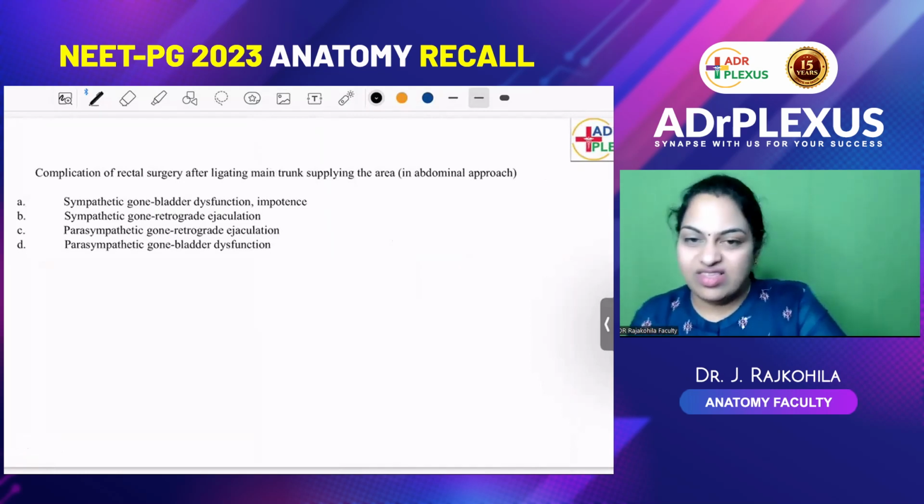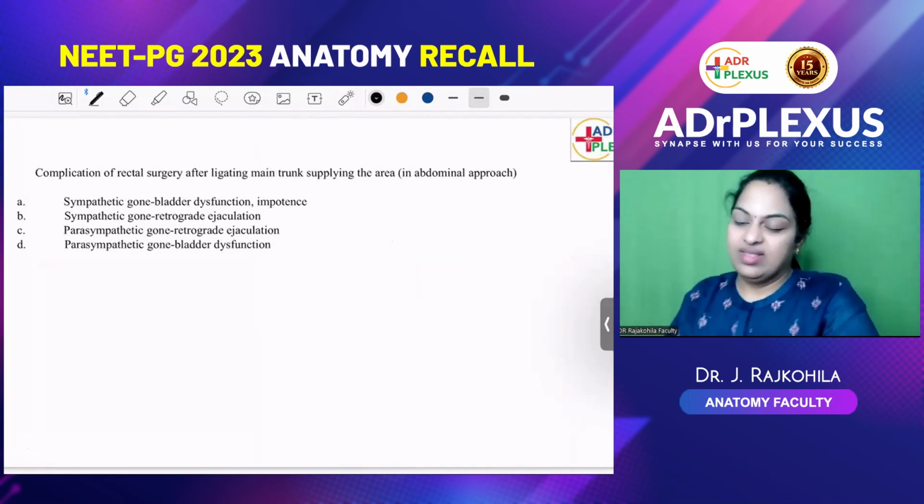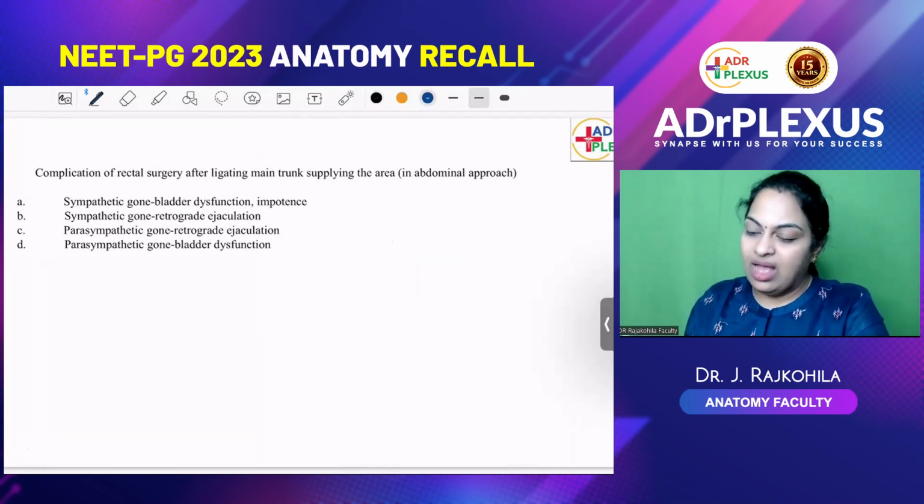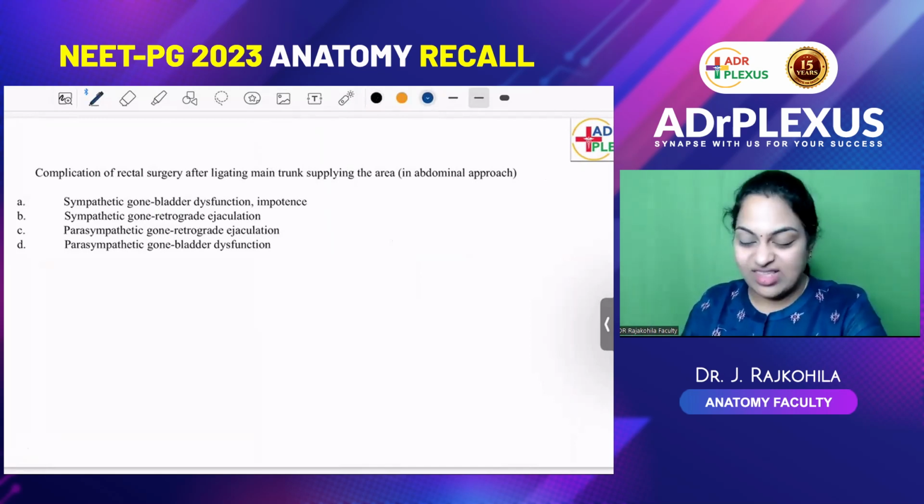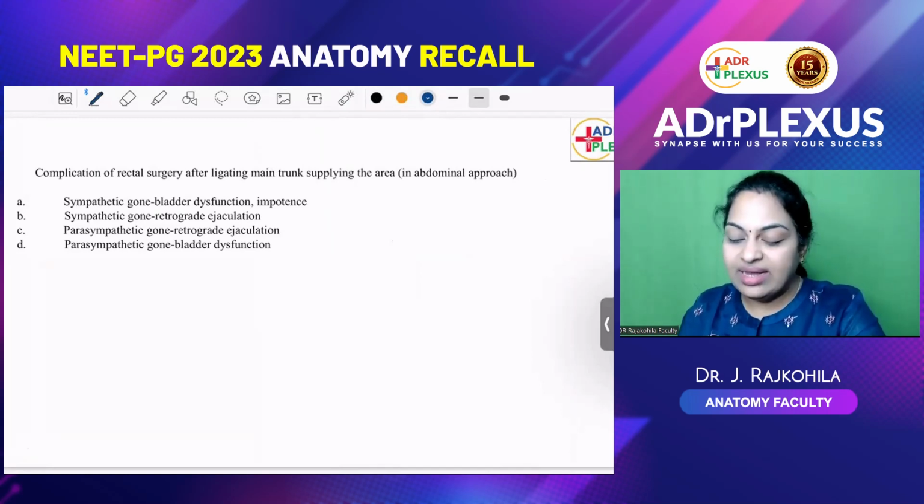This was another interesting question. It was a sort of an indirect question, but very interesting. Complication of rectal surgery after ligating the main trunk. What could be the complication?